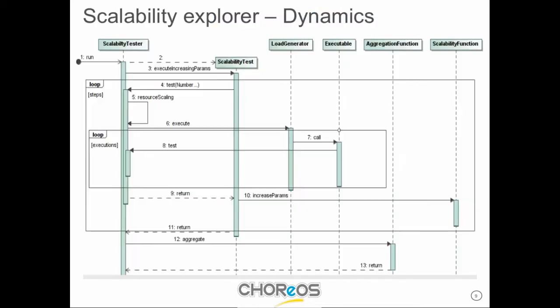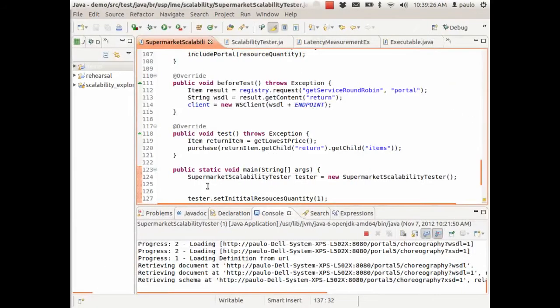Before that, let's switch now, Paulo, to Eclipse, where the developer would be working. So here we have, for example, one test that we already implemented. The idea here is to test the scalability of a supermarket choreography that we developed to serve as a test for us. In the supermarket choreography, we can have multiple customers trying to buy a lot of products from a range of supermarkets.